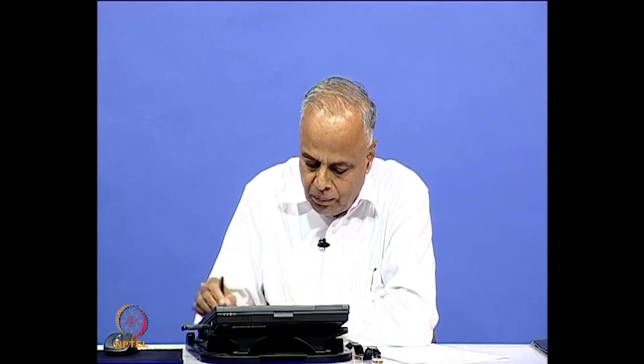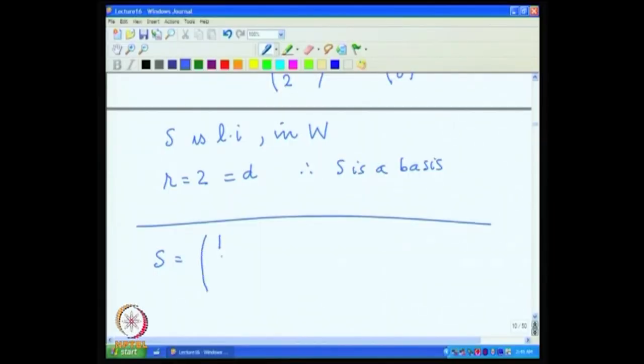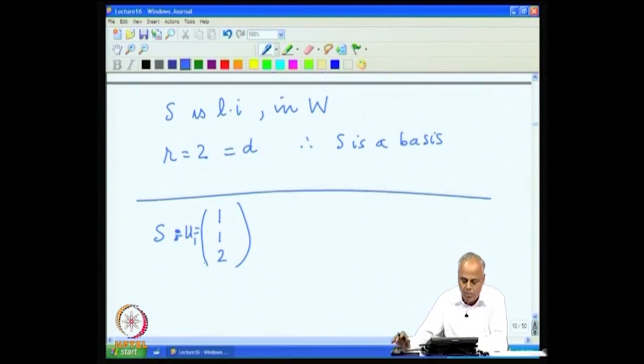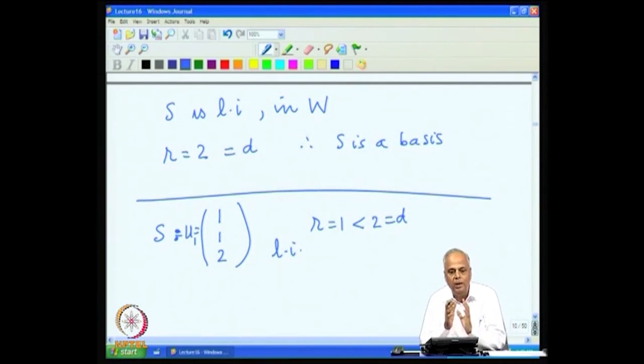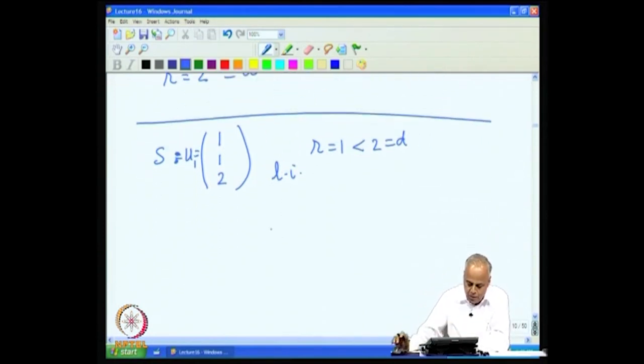If we take now S to be only this vector 1, 1, 2, let me call it U1, then this cannot be a basis. Here now R is 1, which is less than 2, which was D, but this is linearly independent. So, we have started with a linearly independent set, which is smaller in size than the given dimension. Therefore, how many vectors do we have to append in order to extend it to a basis? The total dimension is 2, we already have one vector, so R is 1, D is 2, so we need D minus R vectors, which is 2 minus 1. So, we need to append exactly one vector to this set to get a basis.